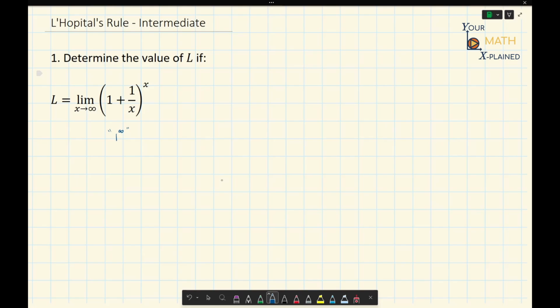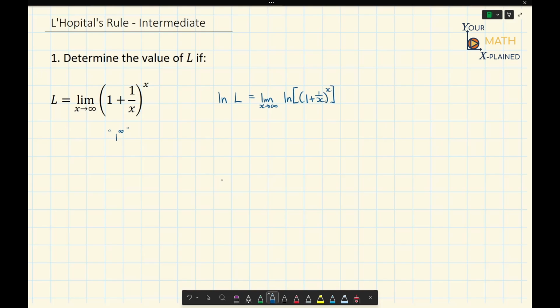But from the last video, we know that in order to use L'Hopital's rule, we need to either get it in the form of 0 over 0 or infinity over infinity. And the way to do that here is to use logarithms. So we start by taking the natural log of both sides, which means ln of L is equal to the limit as x approaches infinity of ln of (1 plus 1 over x) to the power of x.